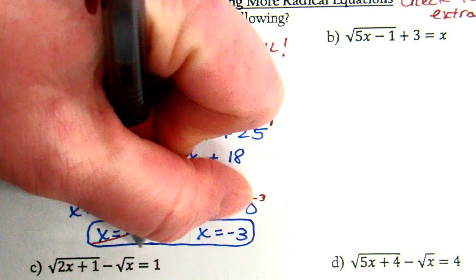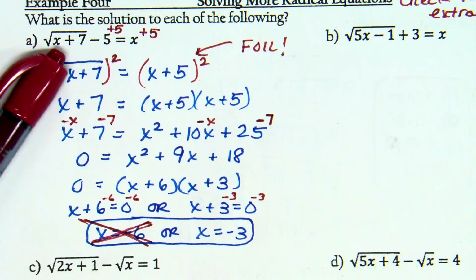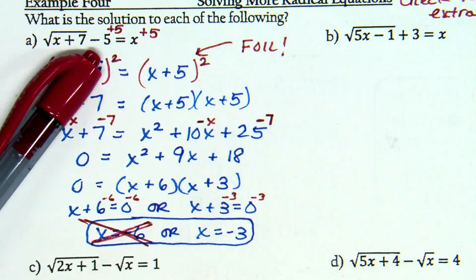We're going to check negative 3. We don't just assume. So now we plug in negative 3. Negative 3 plus 7, 4. Square root of 4, 2. 2 minus 5, negative 3, equals x.